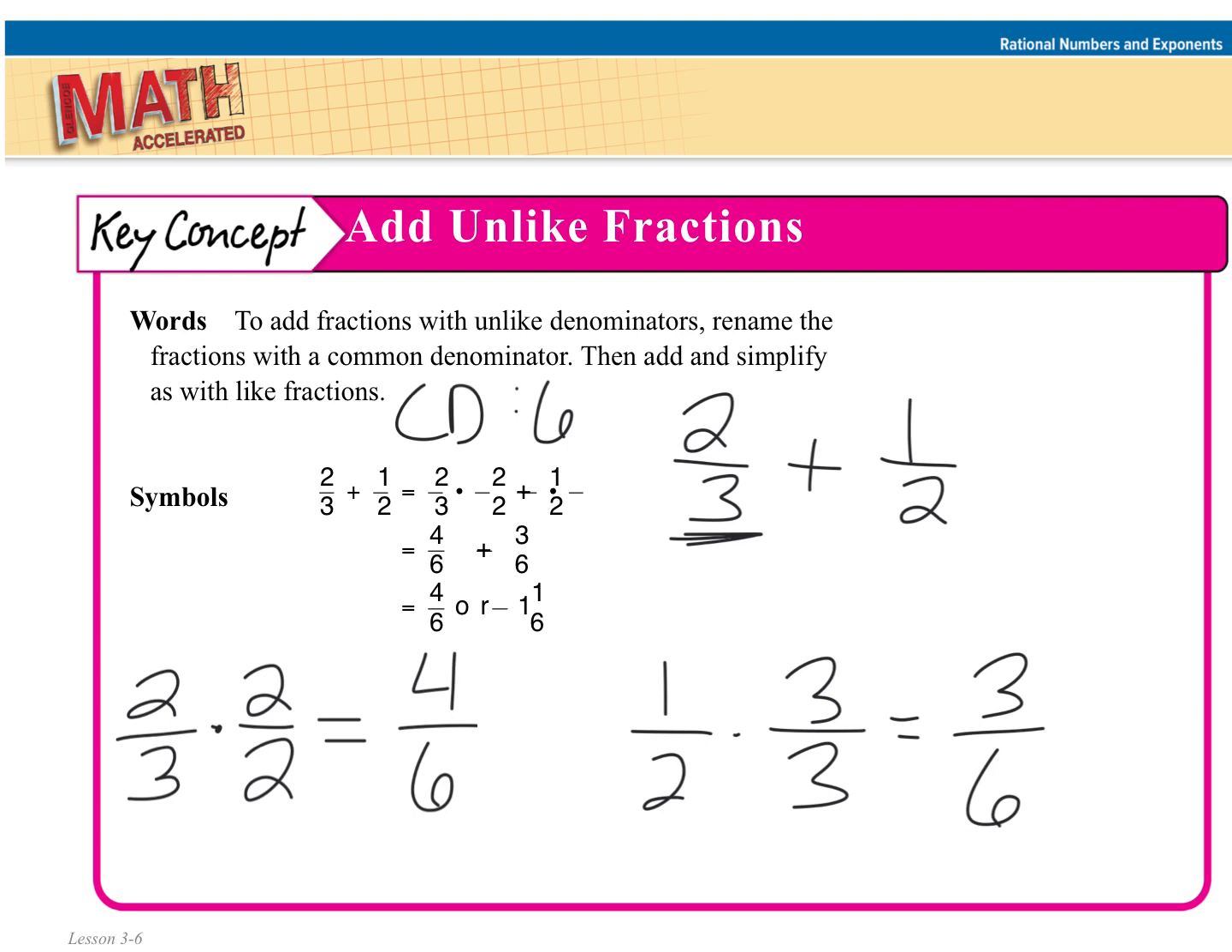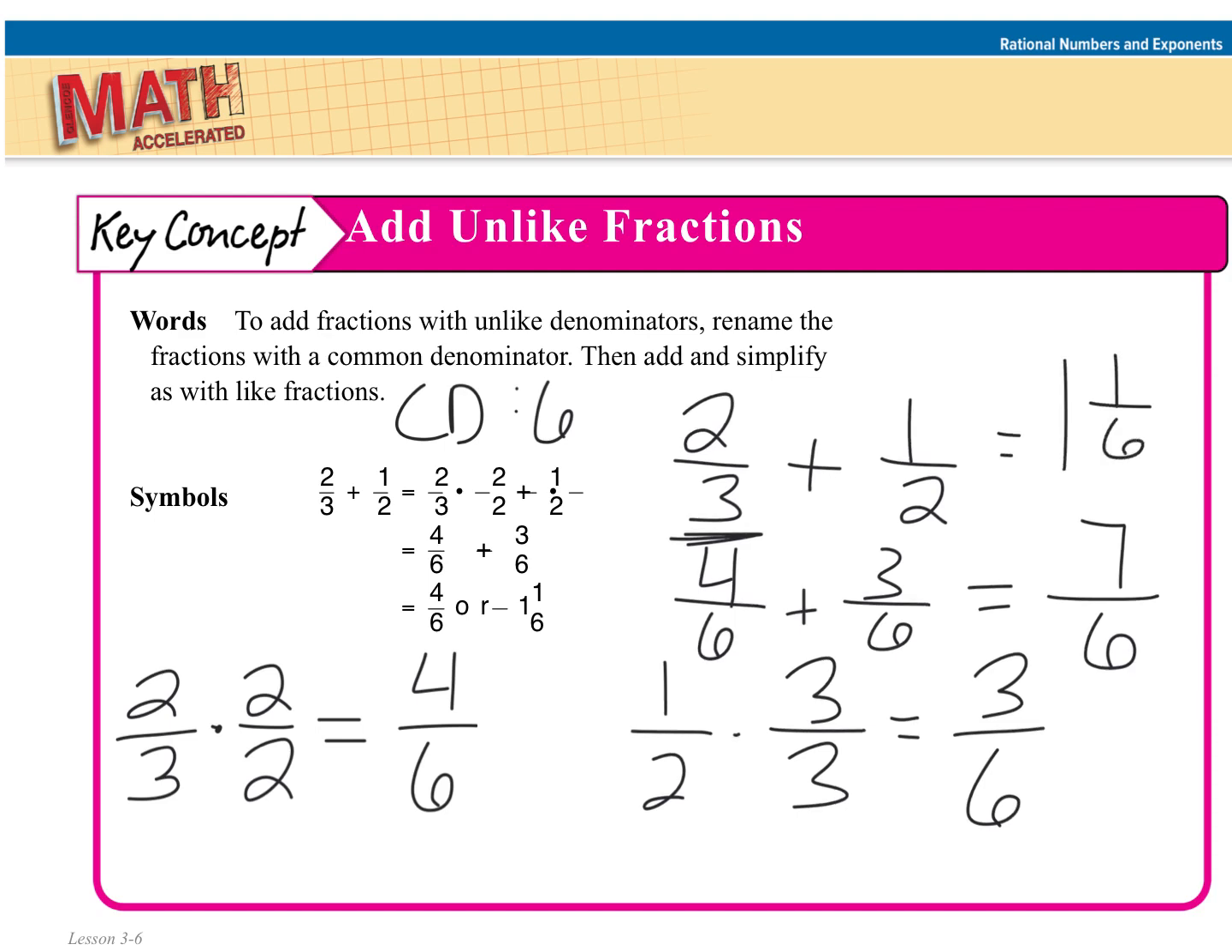Now that I have them, I can add them. So now I have 4/6 plus 3/6. What's my denominator going to be? Yep, my denominator is going to be 6, and then add your numerators. Can I leave my answer like this? It's going to be a mixed number, so I'm going to get 1 and 1/6.